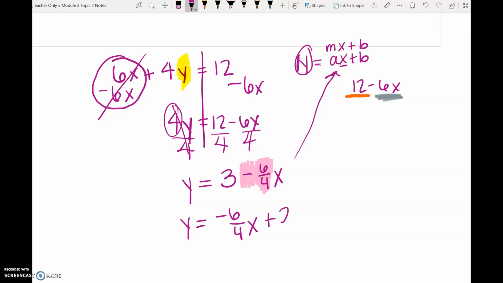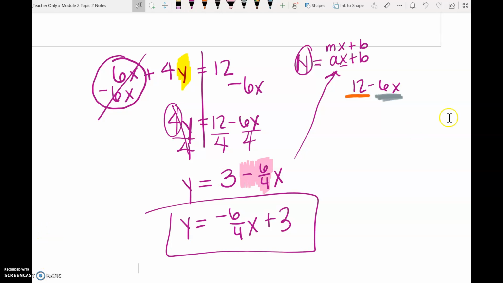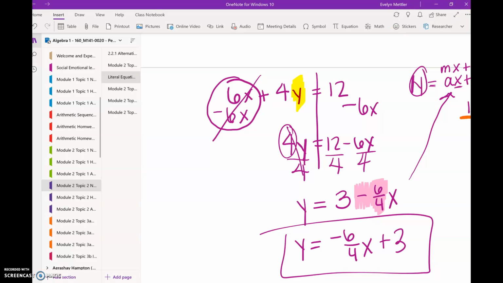The 3 is on the end, which means it's the y-intercept. And that's how you convert to general form from standard form.